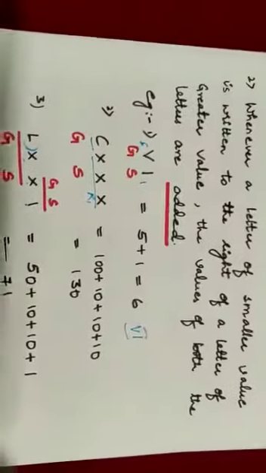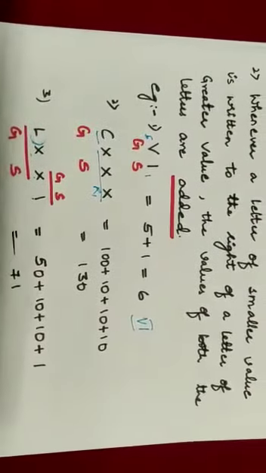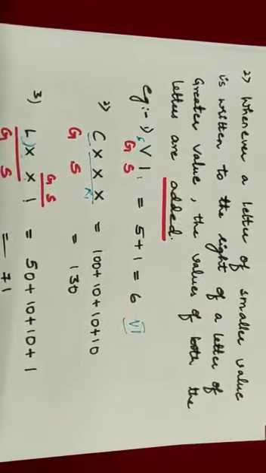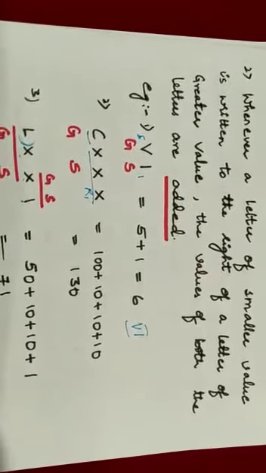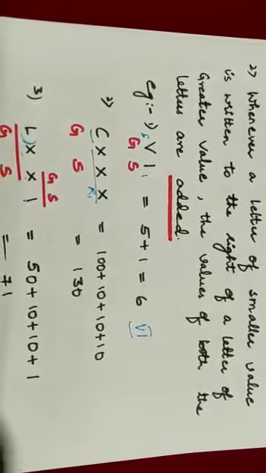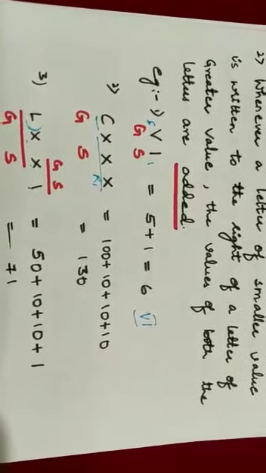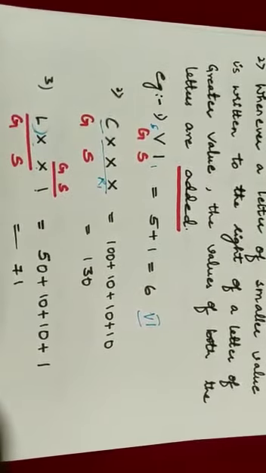Once again, you can read the statement. Whenever a letter of smaller value is written to the right of the letter of greater value, the values of both the letters are to be added. These are the 3 examples I discussed. Now let us move to rule number 3.